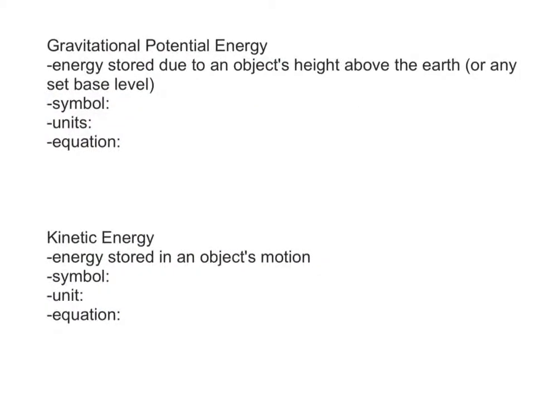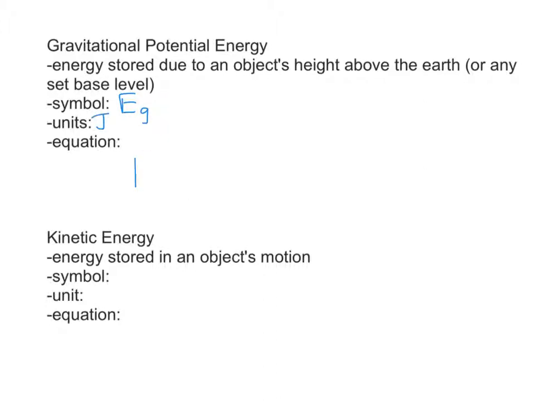Okay, gravitational potential energy is the energy stored due to an object's height above the Earth or any really set base level. So in other words, once you determine where the bottom is, anything above that bottom level is going to have gravitational potential energy. The symbol for gravitational potential energy is a capital E with a subscript of G. The units are, again, joules.